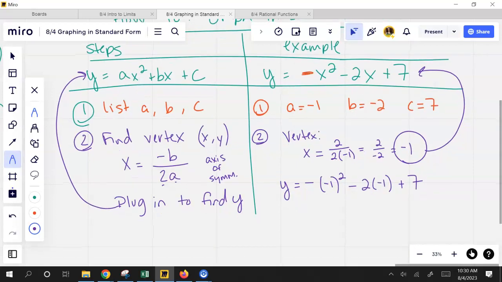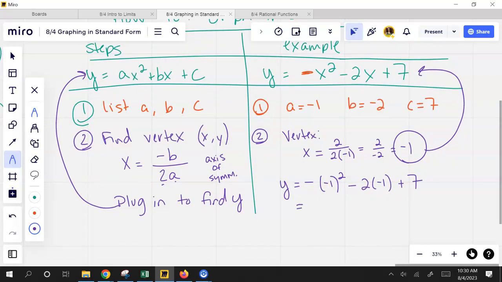Uh-oh. Order of operations takes over here. Negative 1 squared is positive 1, but that negative outside forces it negative. So I get negative 1 minus negative 2 plus 7.